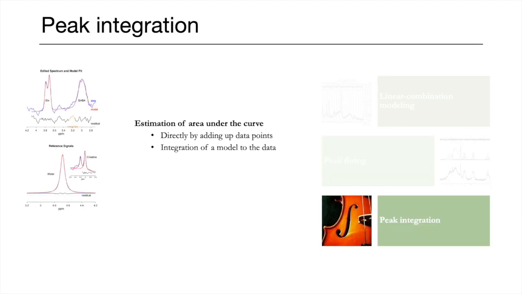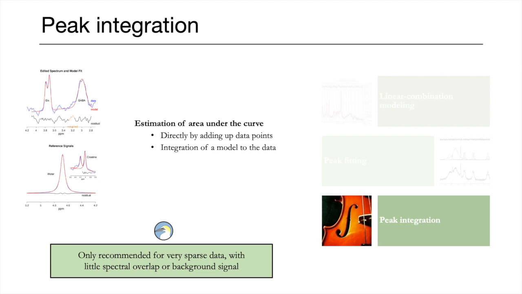Finally, an easy way is to just do peak integration, summing up data points or integrating a model curve to the data, and this works because the area under the curve is proportional to the amplitude. But it doesn't really work well if there is overlap, so it is only really used for very sparse data, for example in the GANET software, which is specialized on spectral editing.